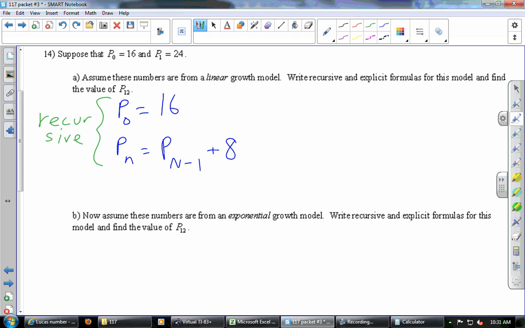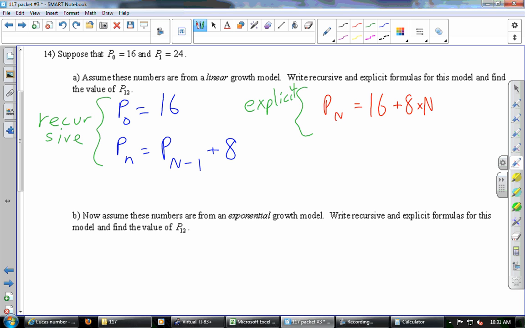We write them, but generally we're not going to use them. They're not as useful as the explicit ones. So let's look at the explicit ones, or I guess there's only actually one. So the one we're about to write is the explicit formula. It is Pn equals always the starting amount, which was how much? 16 plus n times the magic number that you have to add, which is 8. So that right there is the explicit formula.